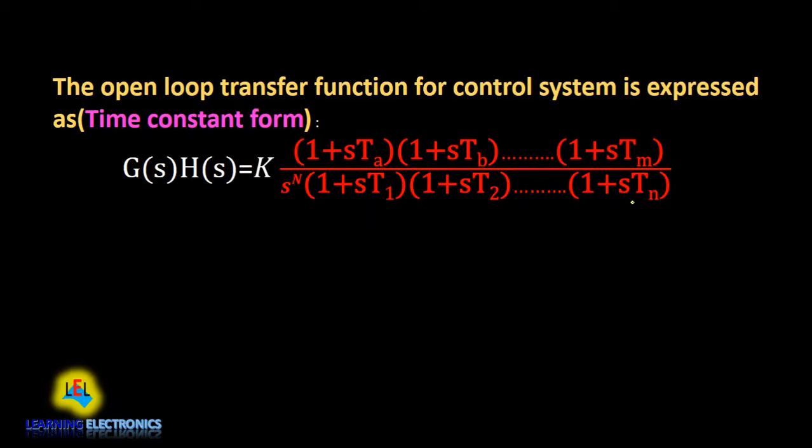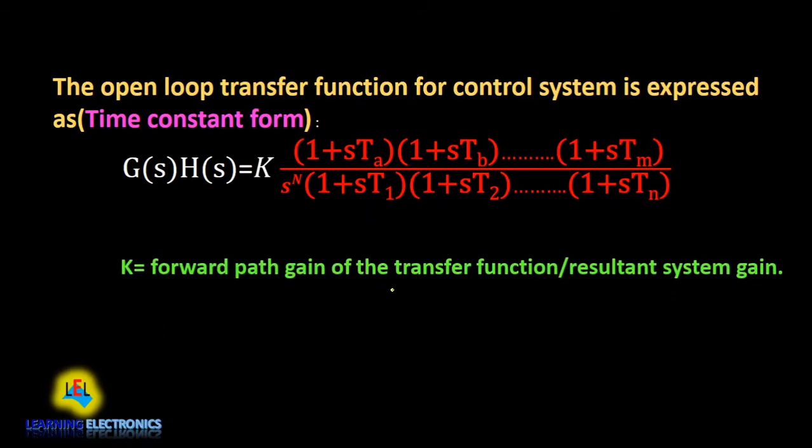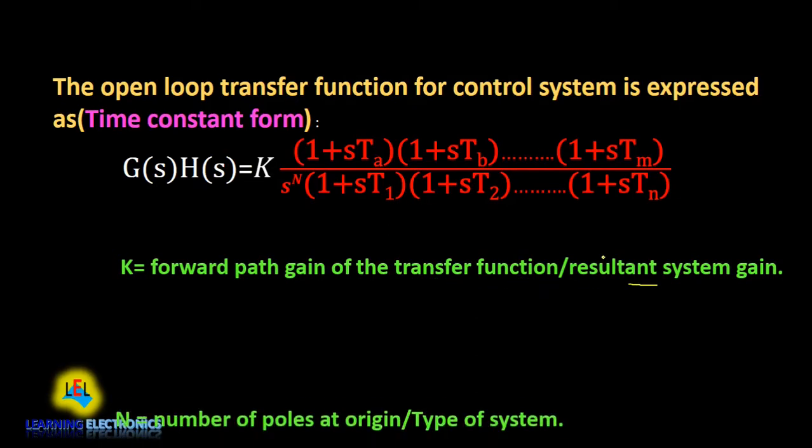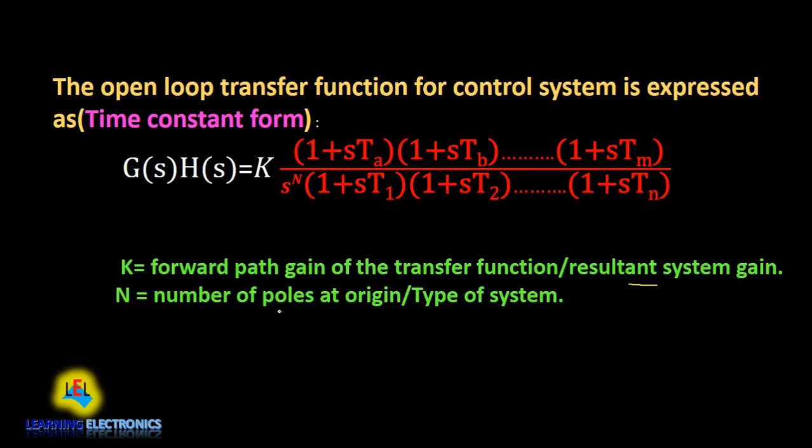Here K is called as forward path gain of transfer function or resultant system gain, and capital N is number of poles at origin, or it is the type of system. So by finding out this capital N only, we can find the type of system.